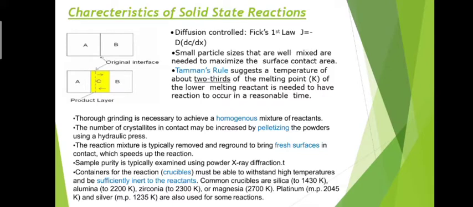Small particle sizes that are well mixed are needed to maximize the surface contact area. Tammann's rule suggests a temperature of about two-thirds of the melting point of the lower melting reactant is needed to have the reaction occur in a reasonable time. And thorough grinding is necessary to achieve a homogeneous mixture of reactants.